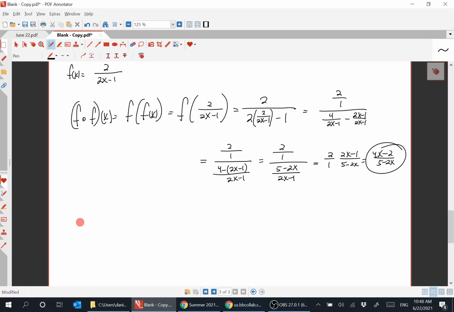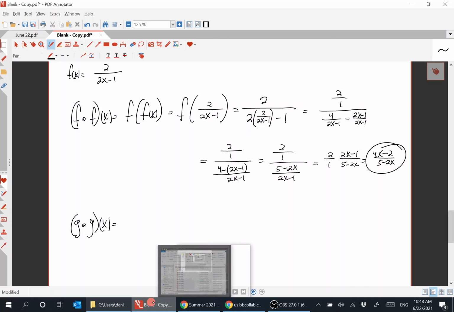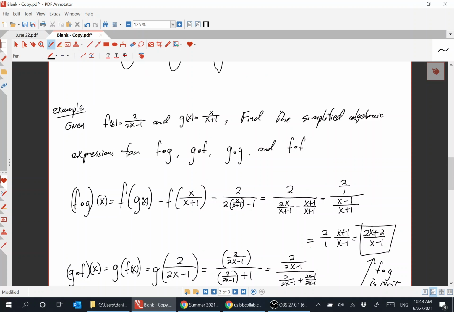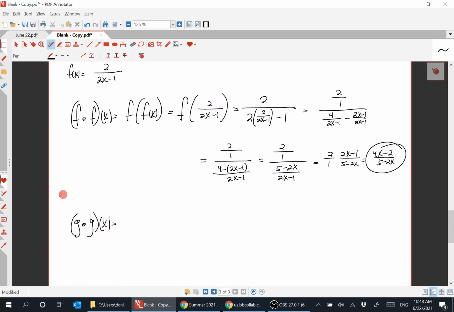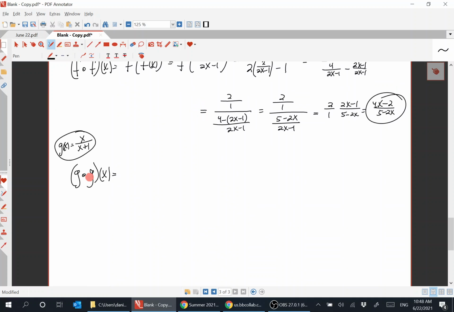So that's f following f. You could also do g following g. So this, ooh, did I ever start that? I did. Okay, good. G following g, what was g of x? It was x over x plus 1. So g following g of x is g of g of x. So g of x is x over x plus 1.